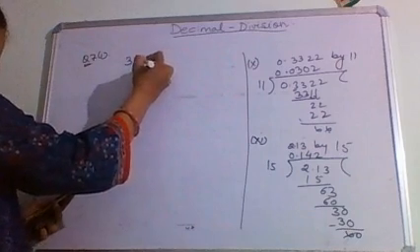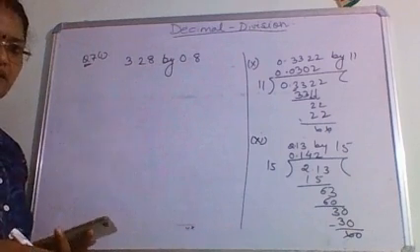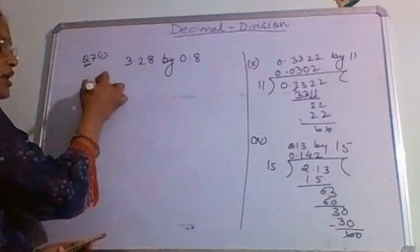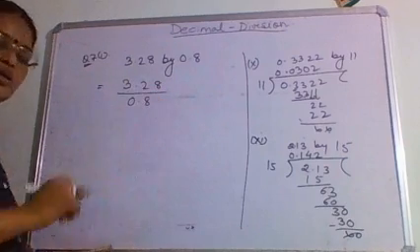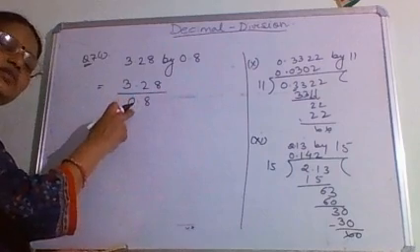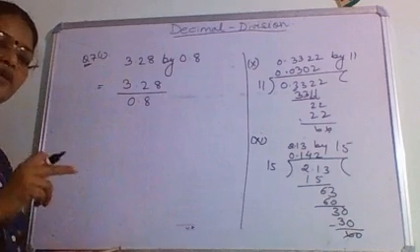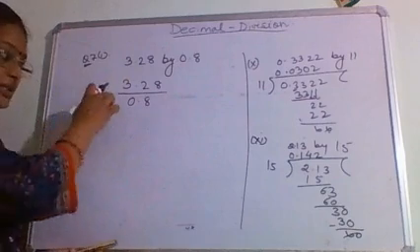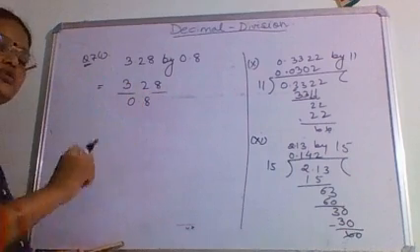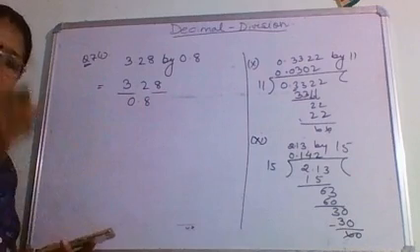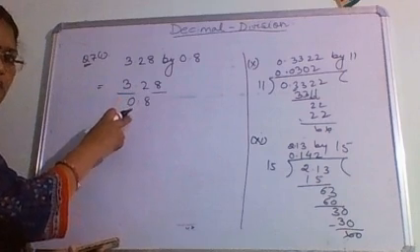3.28 by 0.8. What is over here is 3.28 divided by 0.8. The twist is here, our divisor is also in decimal form and the dividend is also in decimal form. So whenever you divide these types of questions, you have to convert the divisor into a whole number. So this is the rule only. You have to convert this divisor into a whole number. How will you convert it to a whole number?